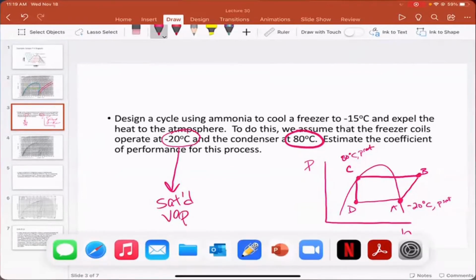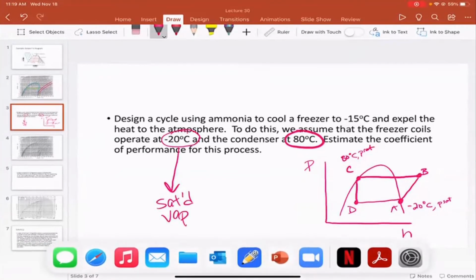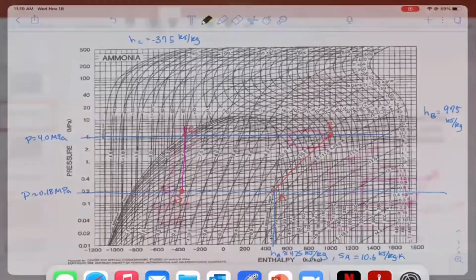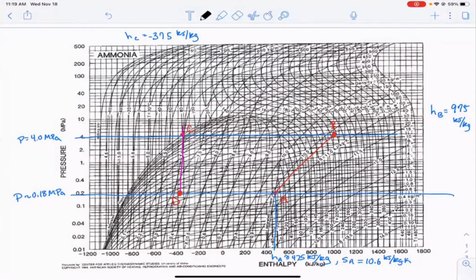And so if that's true, then all we need to do in our diagram is to find the saturated vapor line, the saturation line. This side's liquide, and here's the saturated line for the vapor. So all I did was I found the line for -20, which is admittedly somewhat difficult to read, and I just followed it up until it intersected with the saturation line.